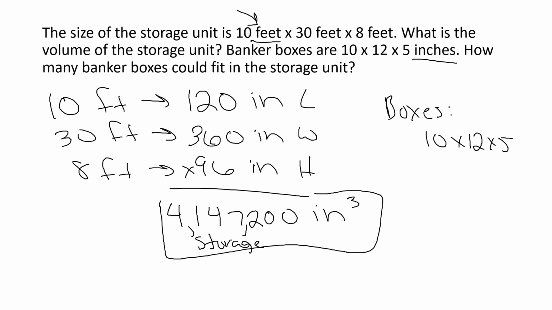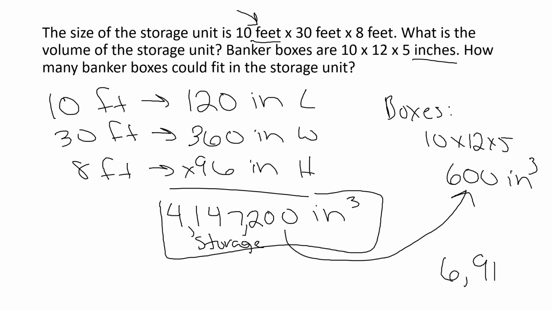10 times 12 times 5 gives me 600 inches cubed. And what I'm asked to find is how many banker boxes could fit in the storage unit. So I need to take the total amount of space, divide it by the 600 inches, and what I end up with is 6,912 boxes can fit in the space.